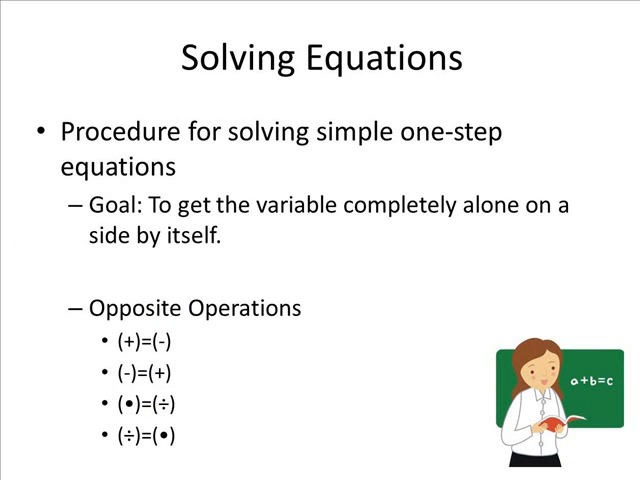The goal in solving equations of any level is to get the variable on a side by itself. The variable needs to be completely alone on one side while the numbers or constants are on the other side of the equal sign. To do this, we use a concept called opposite operations. For example, the opposite of add is to subtract, the opposite of subtract is to add, the opposite of multiply is to divide, and the opposite of divide is to multiply. These are used to solve equations.